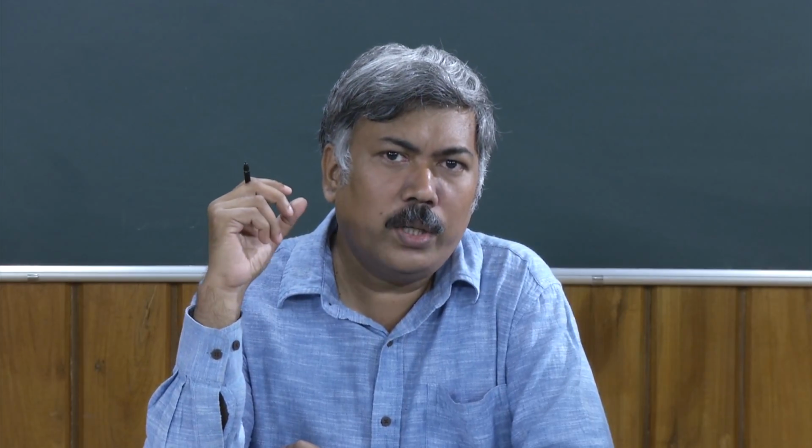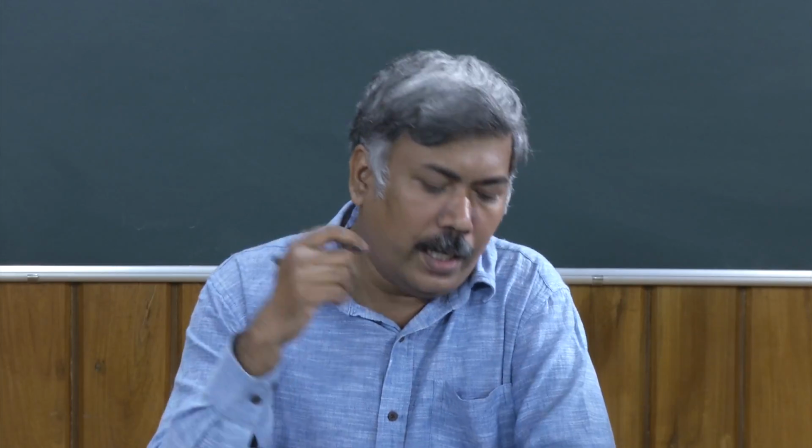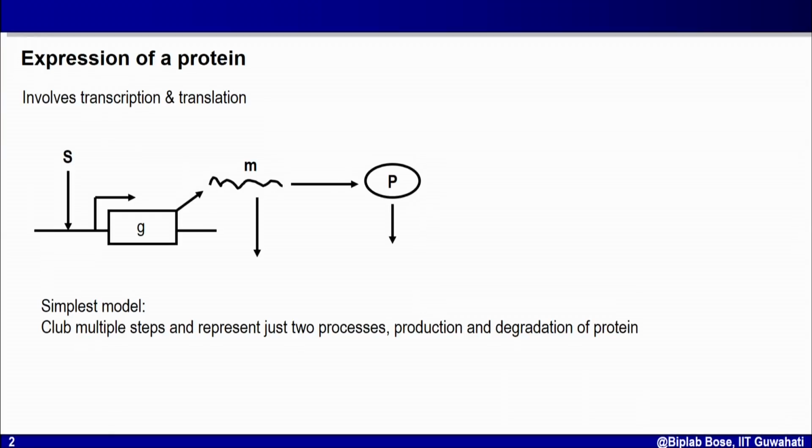If I look into the simplified steps involved in transcription and translation, I can write a scheme that's shown here in the slide. I have a gene G, which is under the control of a promoter. A transcription factor or an external signal comes, activates this promoter, and an mRNA M is formed. Remember, mRNA is formed by transcription, shown by this arrow.